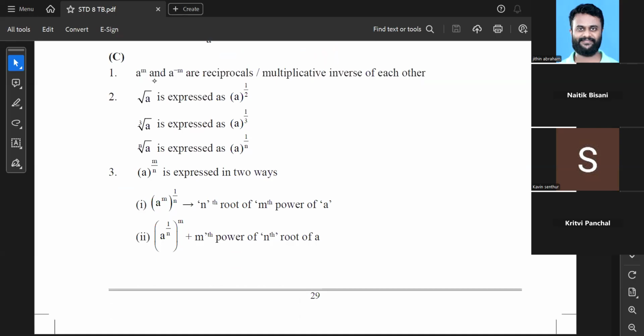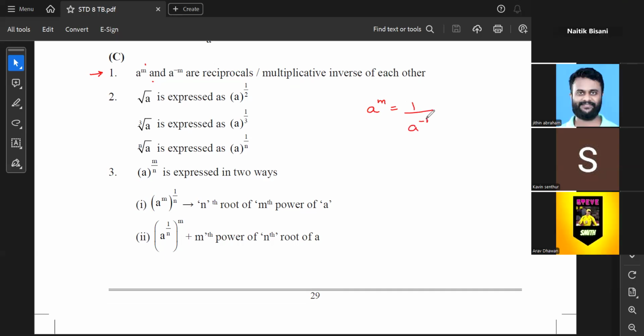Now, this is another rule, which I've already taught. Basically, a raised to m and a raised to minus m are reciprocal or multiplicative inverse. So, in short, the reciprocal of a raised to m is a raised to minus m, and the reciprocal of a raised to minus m is a raised to m. I had given an example: the reciprocal of 2 raised to 5 is 2 raised to minus 5, and the reciprocal of 2 raised to minus 5 is 2 raised to 5.